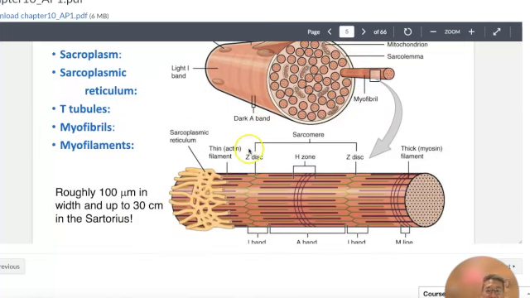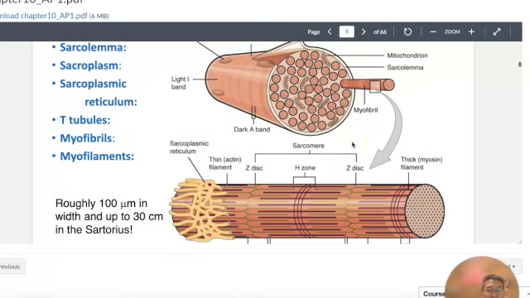Okay, it's a unit of muscle fiber. One unit is called a sarcomere. And we saw the terms actin and myosin. Actin are these thin green ones. Just remember, thin is actin. And the myosin are these big ones. So from the Z disc to the Z disc, that's one unit of sarcomere.